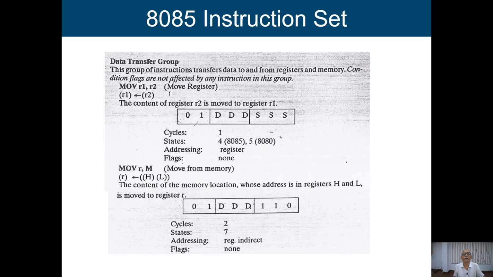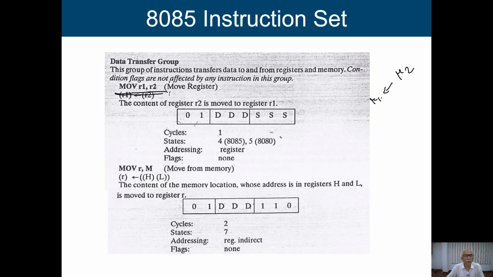Alright. Now this is the first group, data transfer group. Here I have 8 bits of information in my hand, so 2 to the power 8 equal to 256 different instructions I can design. If you look at it this way, this is the first instruction. We are saying MOV R1, R2. What does it mean? The contents of register R2 will be moved to register R1.